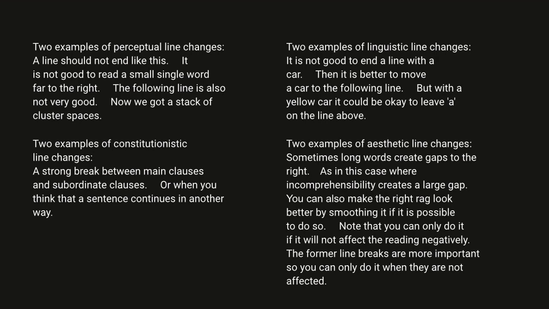Finally, when the line breaks have been perfected, you can see where it's possible to make the text look aesthetically pleasing. If you can smooth the right rag without impairing the reading, you can of course choose to do so. In the bottom right corner, you can see an example where the right margin is a little straighter, which is an example of an aesthetic adjustment.